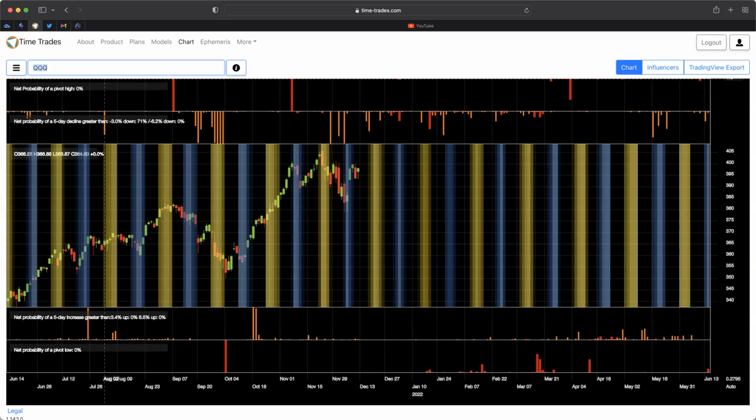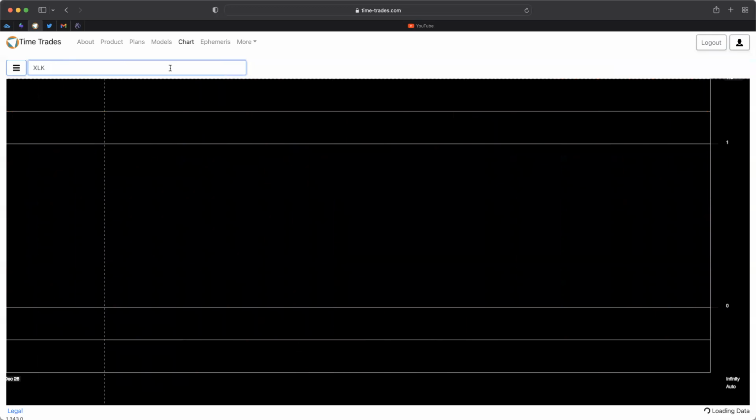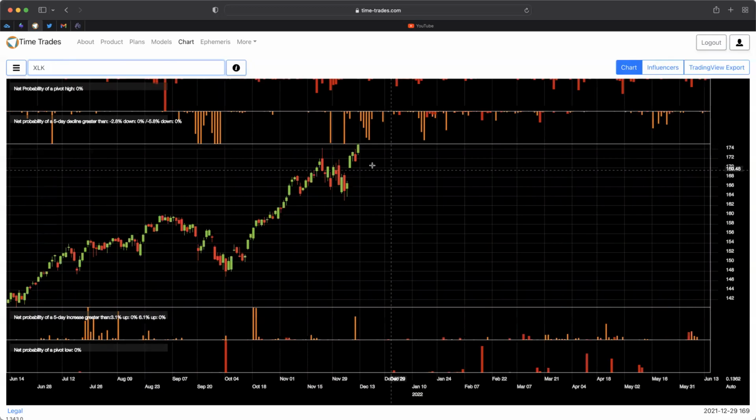Let's take a look at XLK, the S&P 500 technology sector, to see if that confirms what we're looking at. And yes, it does. It's even a little bit more bearish with even more down days, and again, it's also ending on the 16th. So we could be heading into a potentially volatile week for technology.